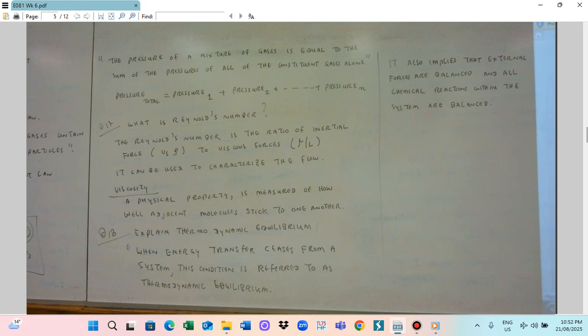Thermodynamic equilibrium means that when the energy transfer stops in the system, this condition is referred to as thermodynamic equilibrium. It also implies that external forces are balanced and all the chemical reactions within the system are balanced. So those are the gas properties.